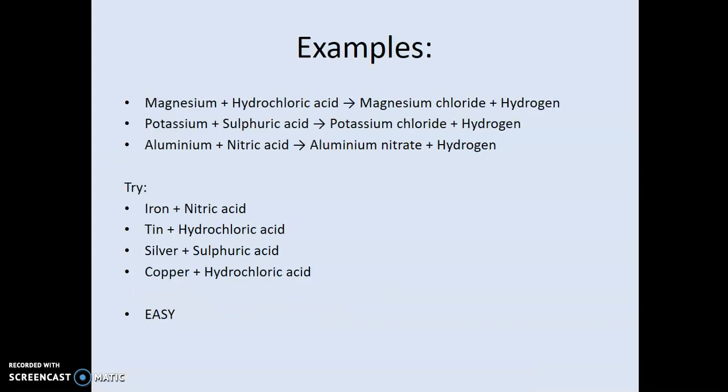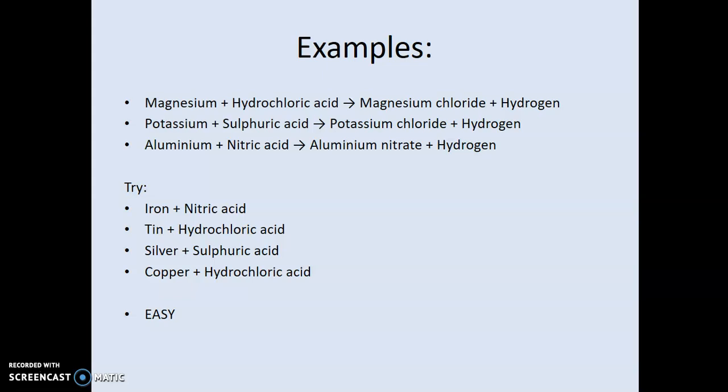So looking at some examples, magnesium plus hydrochloric acid would give us magnesium chloride plus hydrogen. Potassium plus sulfuric acid, that is wrong, should read potassium sulfate plus hydrogen. Aluminium plus nitric acid will produce aluminium nitrate plus hydrogen.